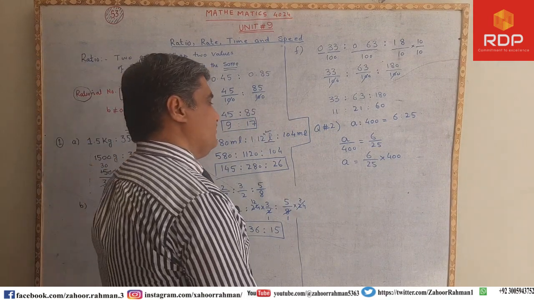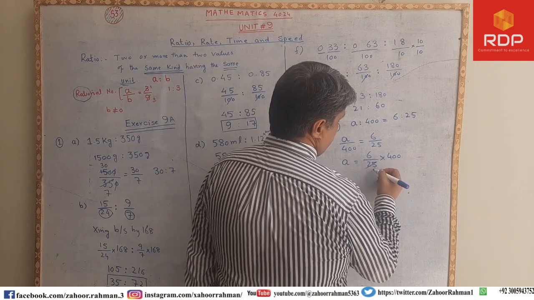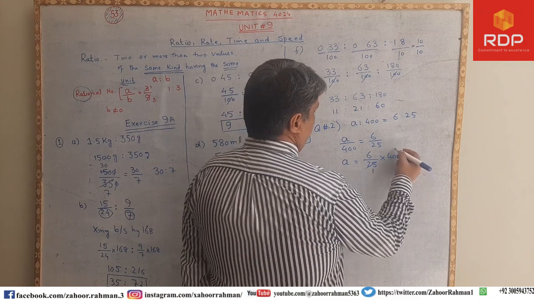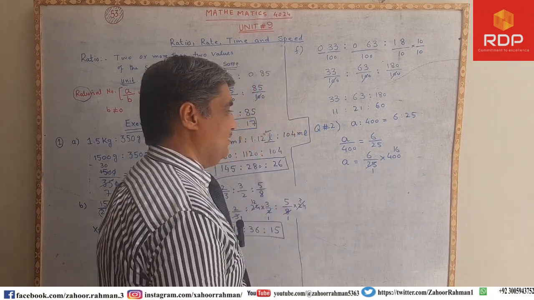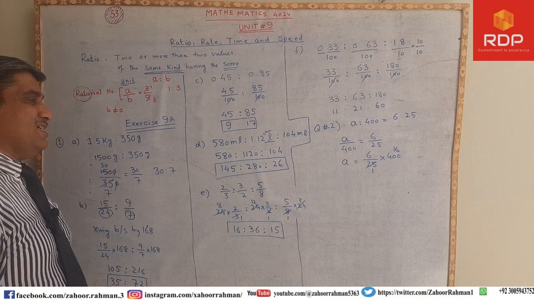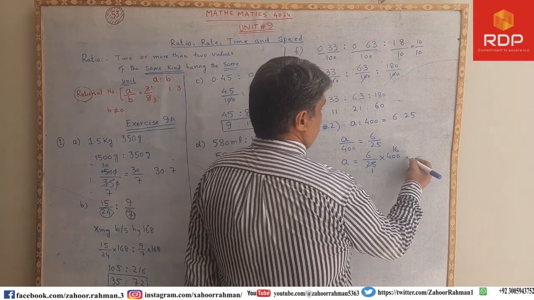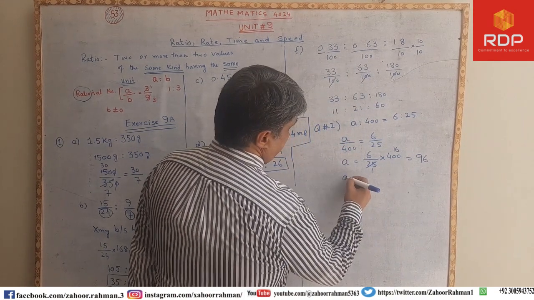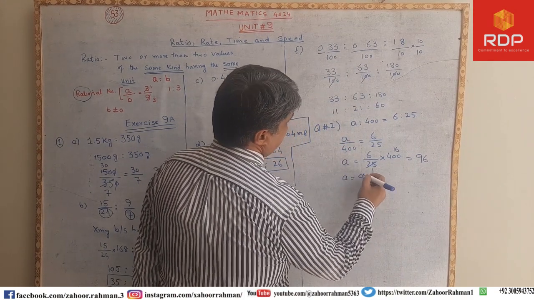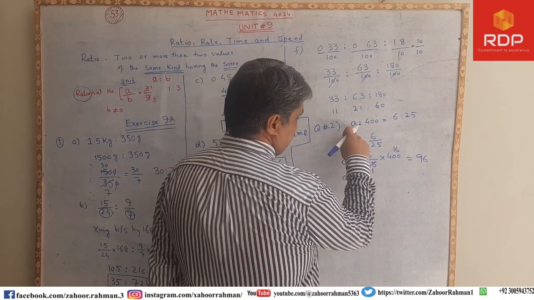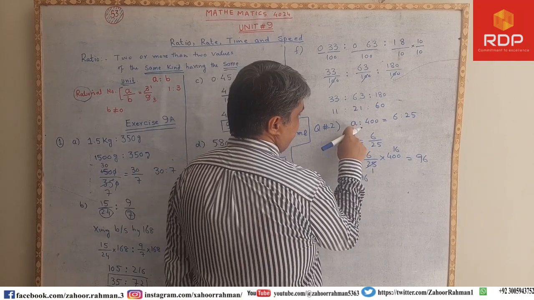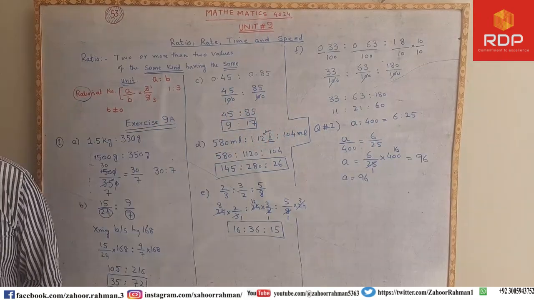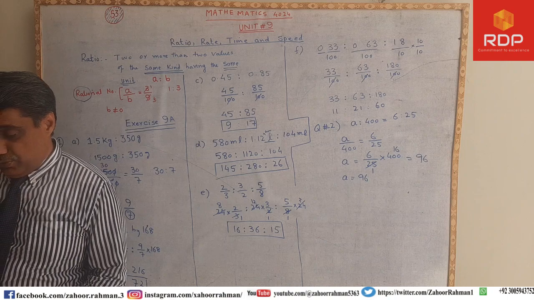So 25 ones are 25 and 25 sixteens are 400. So it will be 96. So A is equal to 96. If 96 is inserted instead of A, then both the ratios will be equal. You can confirm that as well.